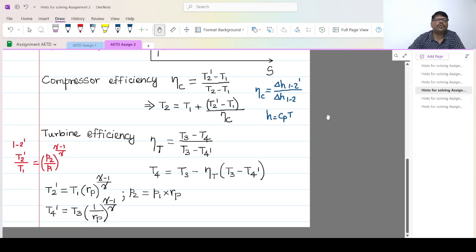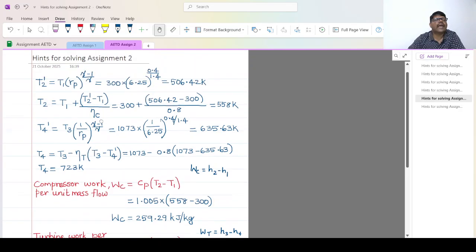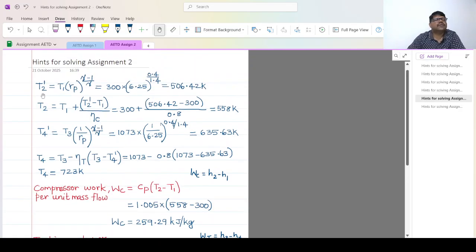So let us look at how to use these equations, that is the equations for T2, T4, and how we are going to find out T2 dash and T4 dash. So here I have shown the calculation part. Here I have calculated T2 dash using the isentropic relation. On the right hand side we have T1, RP and gamma. Gamma is equal to 1.4 for an isentropic process. So upon substituting all the known values, I get the value of T2 dash as 506.42 Kelvin.